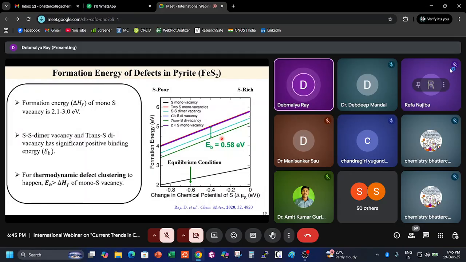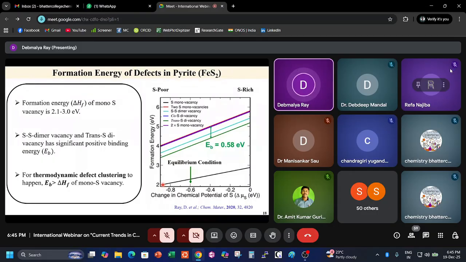Now the question is whether this defect clustering will be thermodynamically governed or kinetically governed. For thermodynamically these defects to cluster, this number EB has to be greater than the formation enthalpy of the monosulfur vacancy. You see here the EB is around 0.6 eV, but the formation enthalpy of the monosulfur vacancy, even at the sulfur poor condition, is around 2 eV. So most likely this defect clustering is not happening thermodynamically.